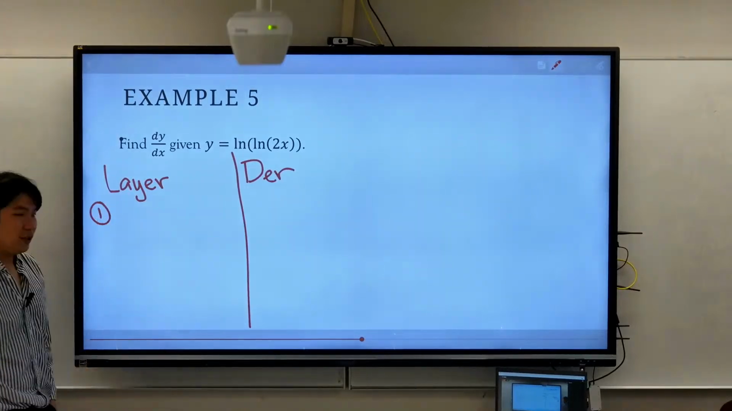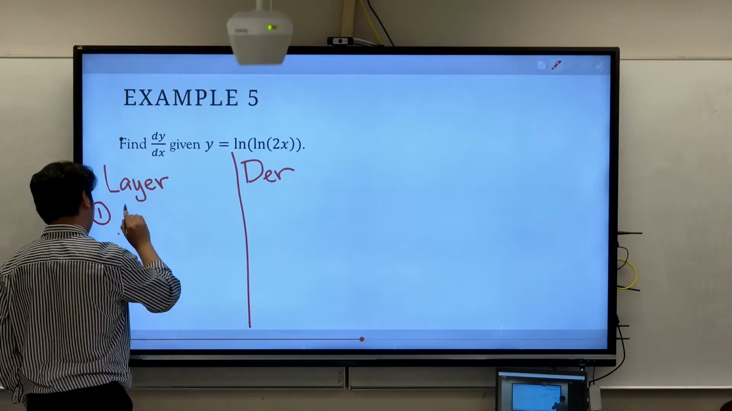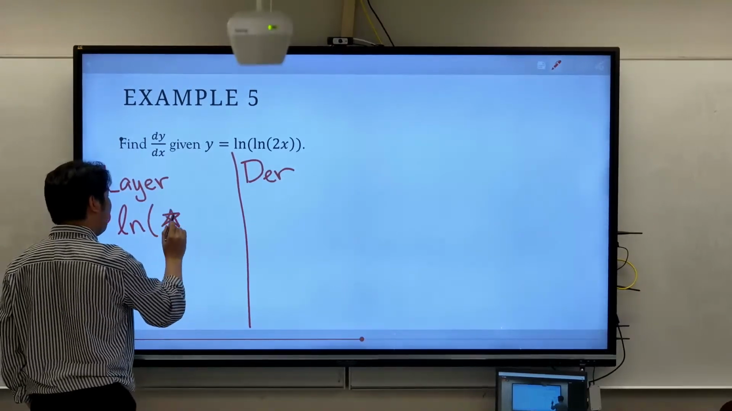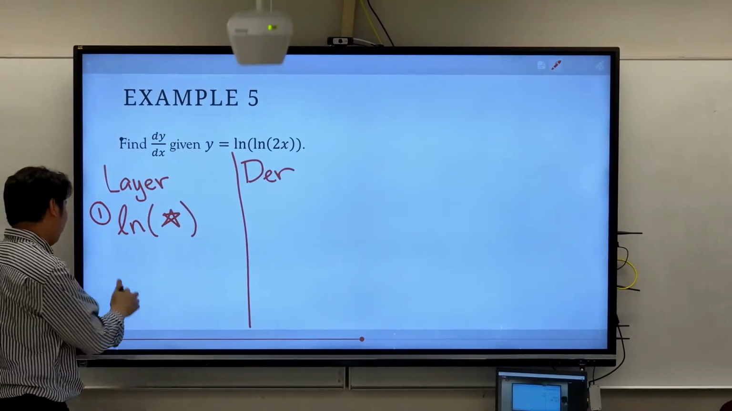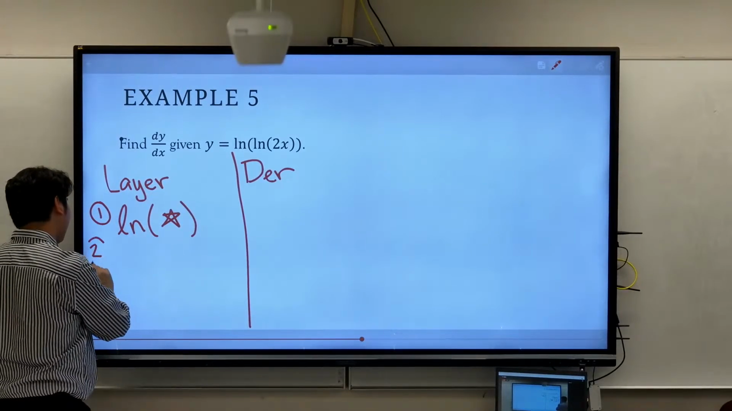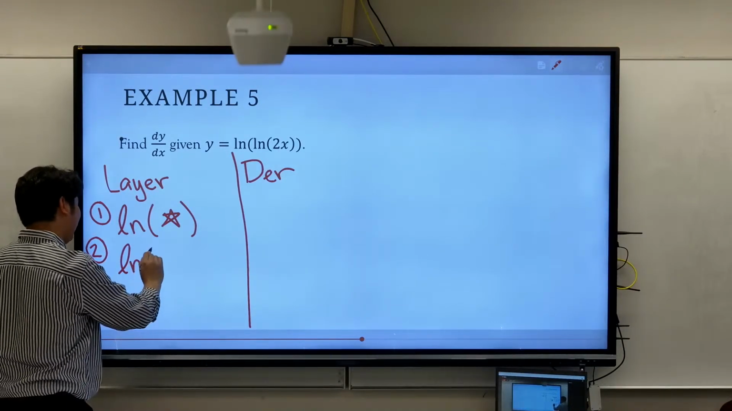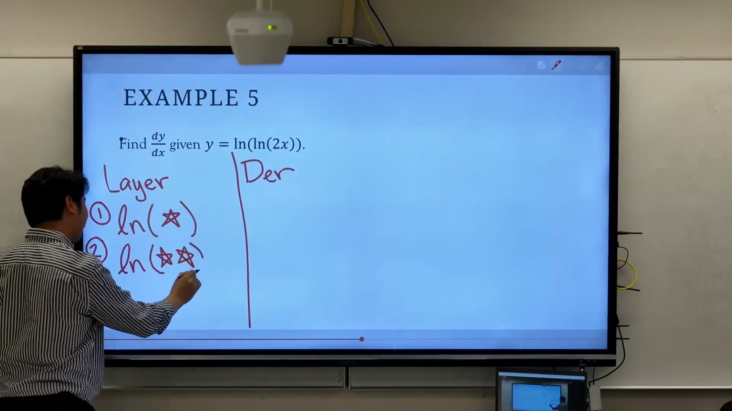So if I look at this function, my first layer, the outermost layer, we have a natural log. So I'm going to write ln for my outer layer. I'm just going to put a star here to say that there's stuff in there. What's my second layer of this function? Yeah, we have a natural log of something else. I'm going to put 2 stars here.